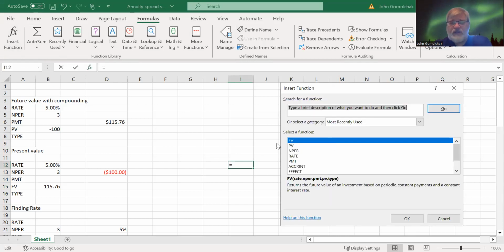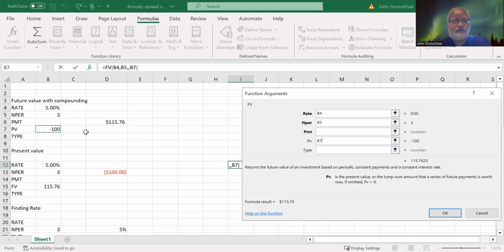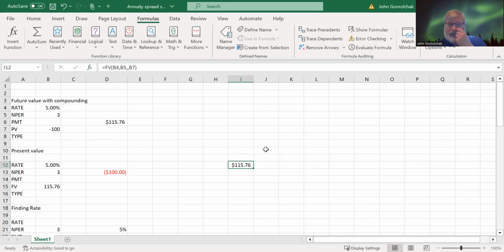So function, future value is what I'm looking for. So you click on FV, hit OK. Here's the input chart. Rate, NPER, and present value are the things I'm going to use. So I'm going to click here. I'm going to click on the cell that has my percentage in it. You notice it's brought over. Number of periods, I click on the chart, then I click on my cell. That's fine. And then my present value, the negative $100. I click on that cell. It brings the cell over here. And then when I hit OK, it does the calculation. So that 115.76 is what we wanted to have happen.